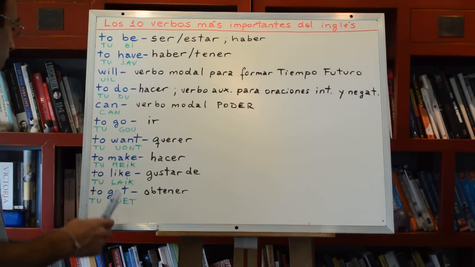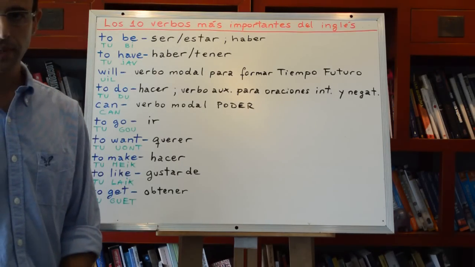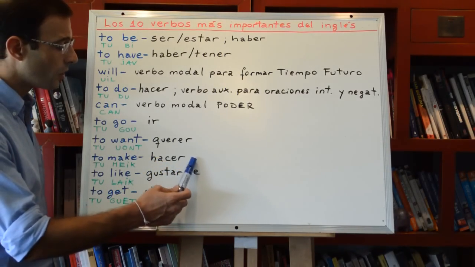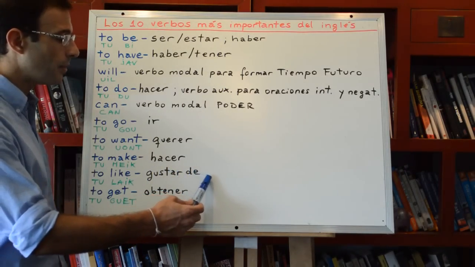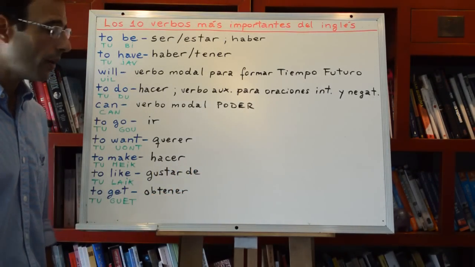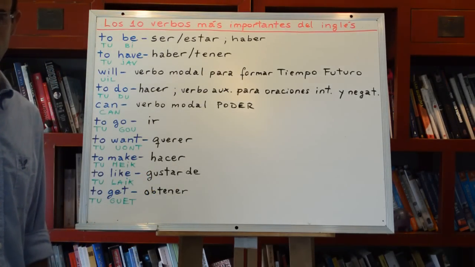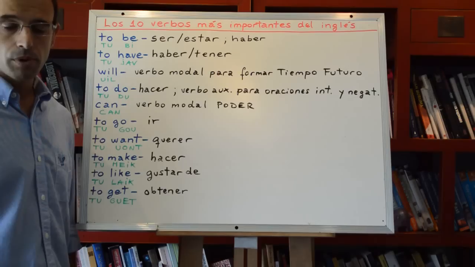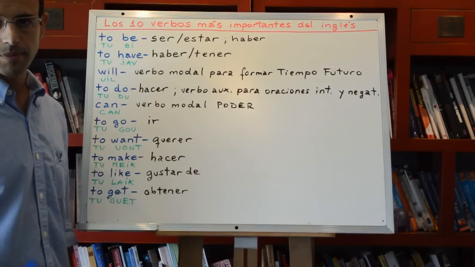Okay. To like. Gustar de. Okay? In Spanish, we use the verb gustar with the preposition de. Right? Yo gusto de algo. Or we use the verb gustar as a reflexive verb. Lo usamos como verbo reflexivo. For example, a mí me gusta el chocolate.